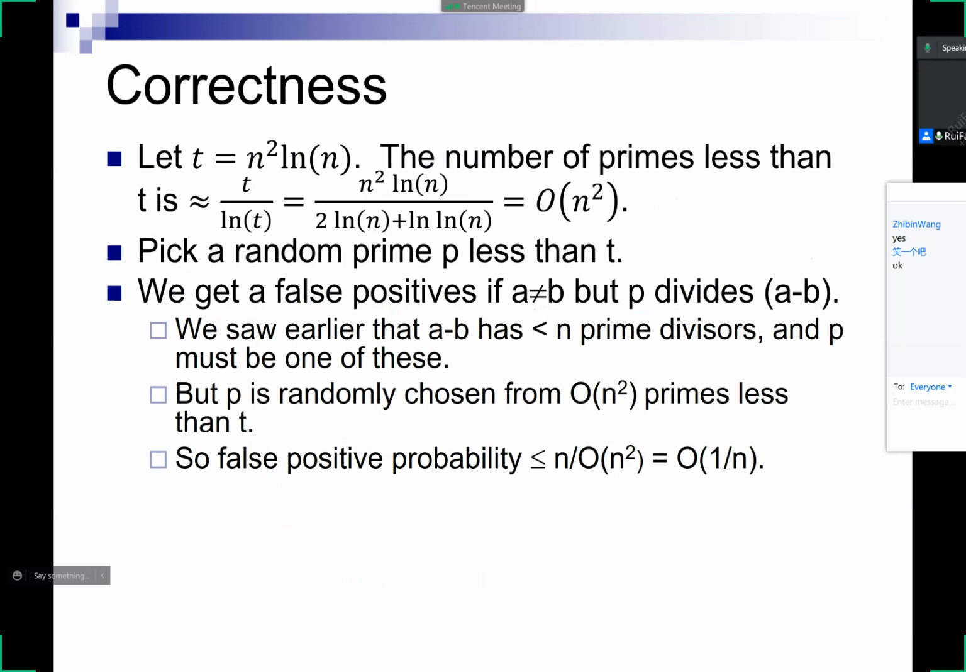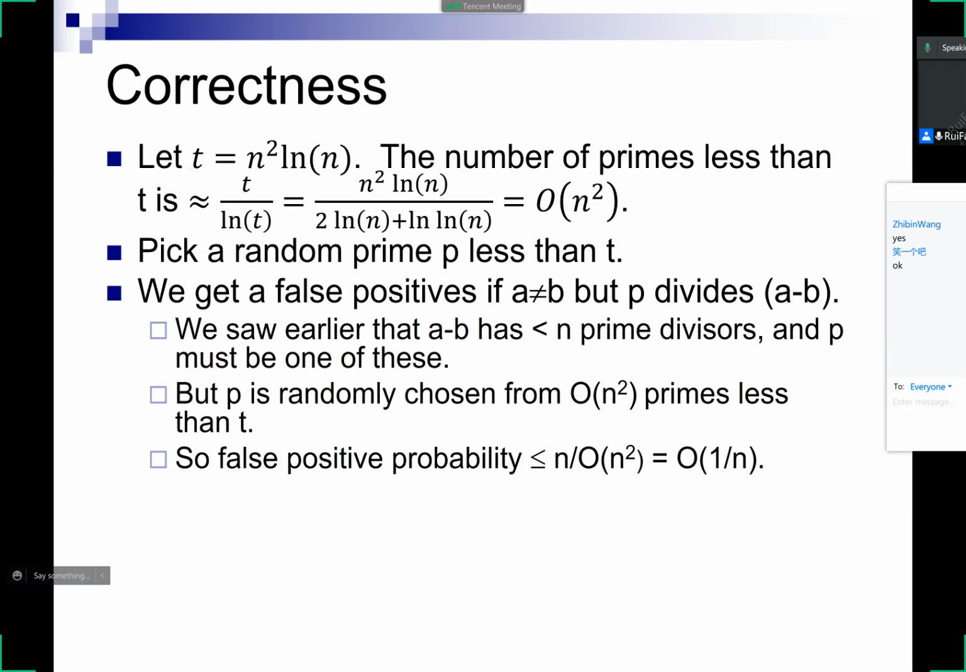Okay, so now that we can generate random prime numbers, let's see how large we want to make our prime numbers. Because we're doing this fingerprint of a modulo p, let's see how large we want to make p. What we can do is set t to be, let's say, n squared log n.